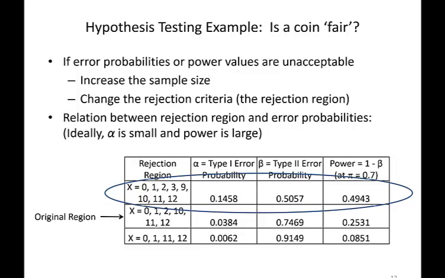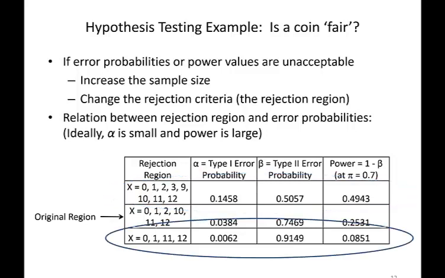If we make our rejection region smaller, as in this bottom line, so we're only going to reject if we have x equals 0, 1, 11, or 12, then the probability of making a type 1 error, alpha, goes down dramatically to 0.0062, and the probability of making a type 2 error goes up. So it goes up to about 91%, which means the power of the test goes down to about 9%. So there's always a trade-off when you're going to do this.